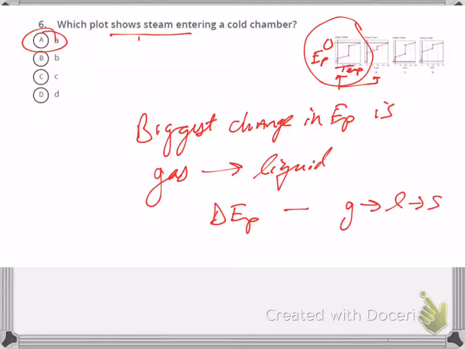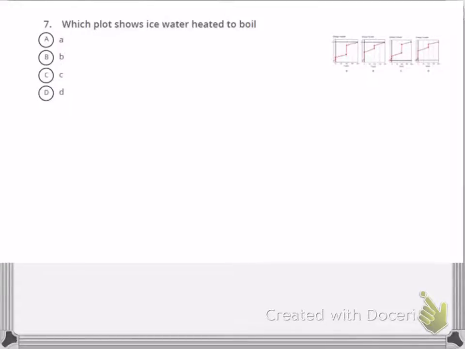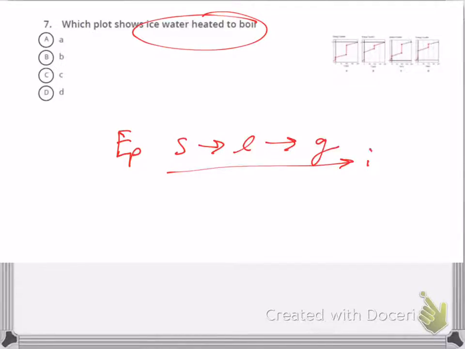Gas to liquid to solid means potential energy is decreasing. Right? That's going to be the opposite if we're heating ice to a boil. Then we expect that we would have to provide energy, potential energy should be increasing, and we would expect C. So 6 and 7 are kind of a pair. You just want to make sure the biggest change observed is when you're going from liquid to gas.